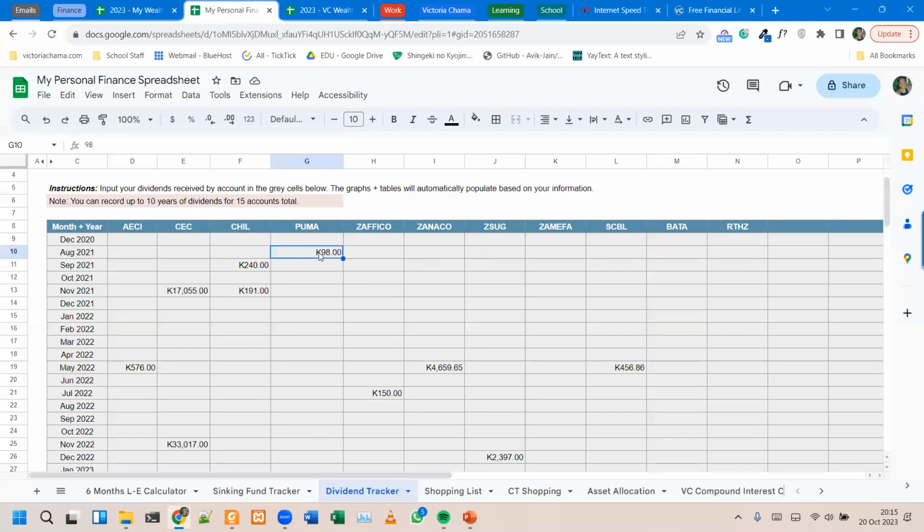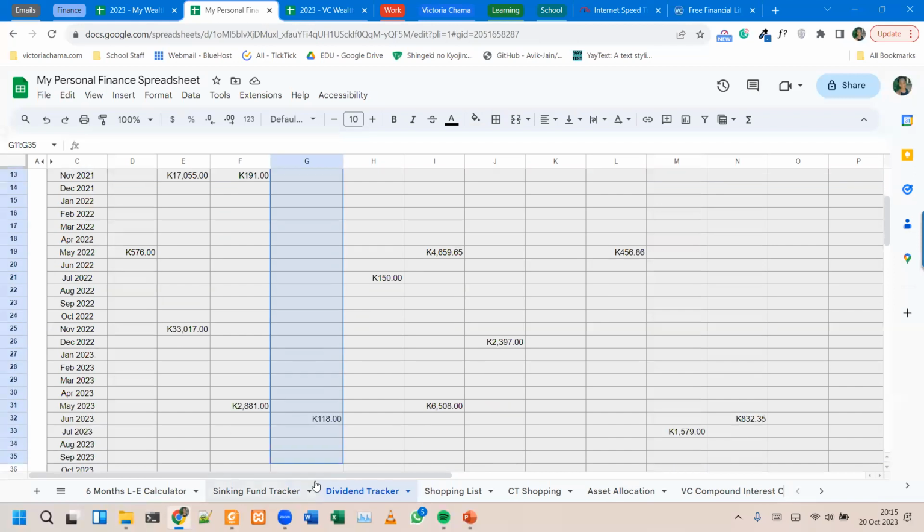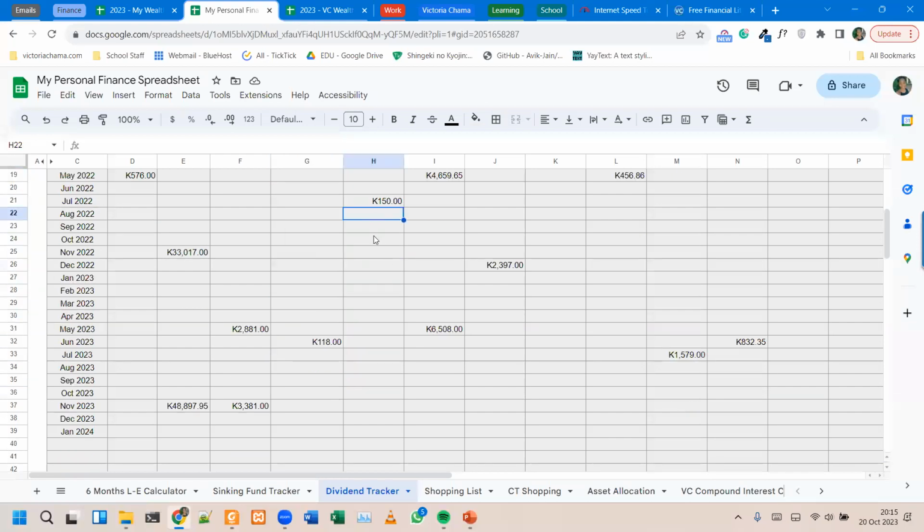Look, Puma was the first company to give me a dividend in August 2021, and I had just started investing. So that kind of gave me a boost to say that, oh, this stuff really works. Right? Puma was quiet from August 2021 till June 2023. Nothing, quiet. I don't even know where we get this misconception that there are companies that give dividends monthly. Maybe in other countries. In Zambia, nope.